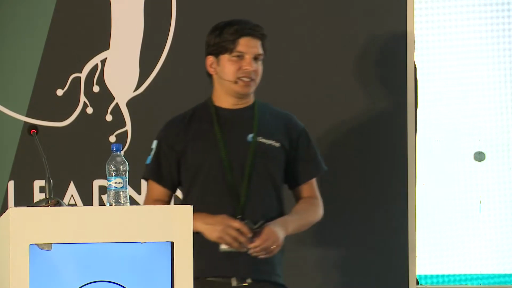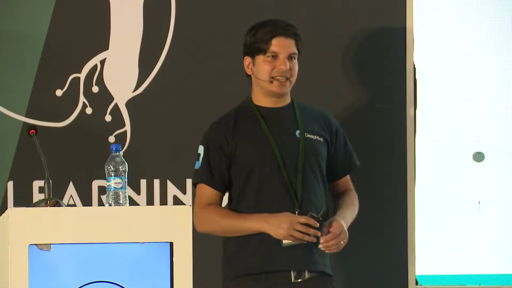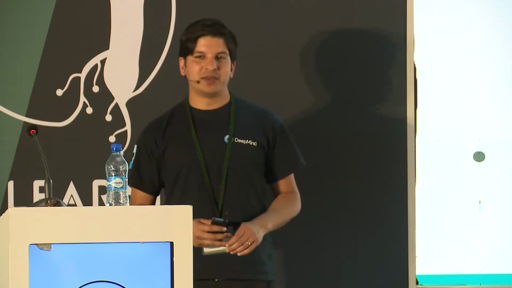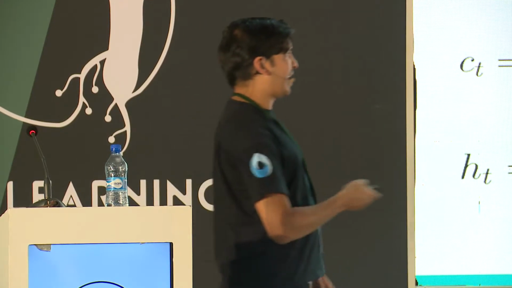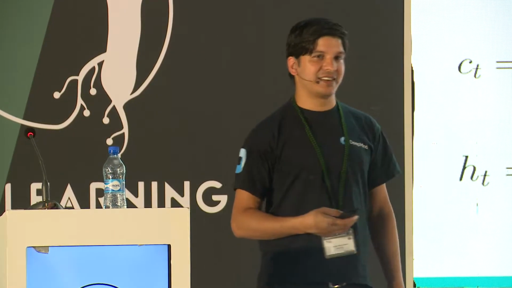Okay, so we said initially that these gated RNNs were introduced to alleviate the vanishing gradient problem. So how do they do this? It's not really obvious from these equations how we are getting around the vanishing gradient problem.